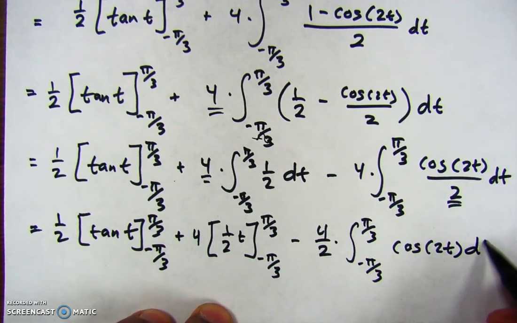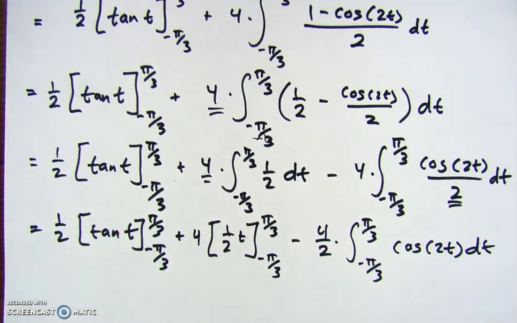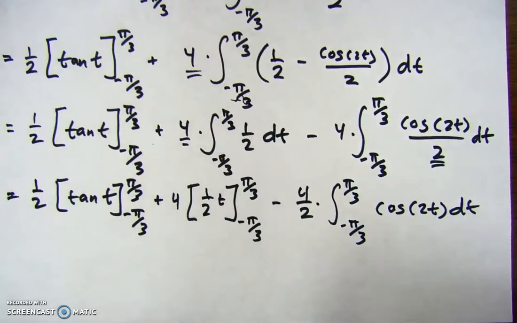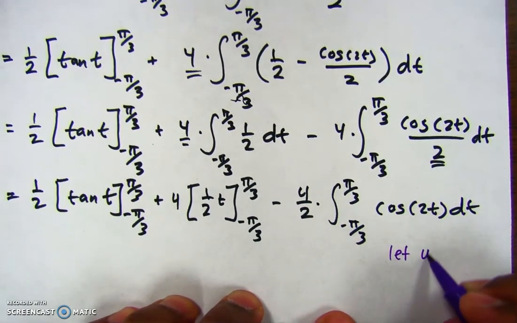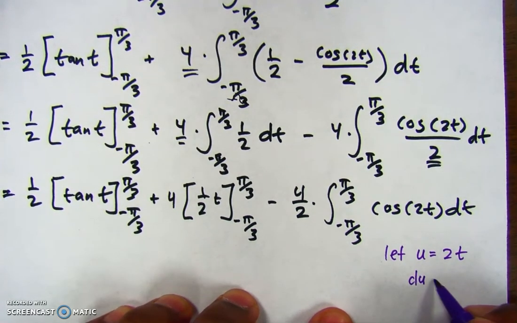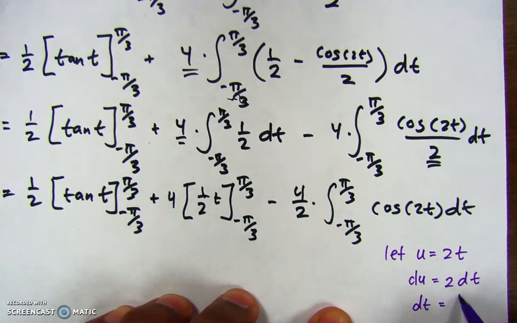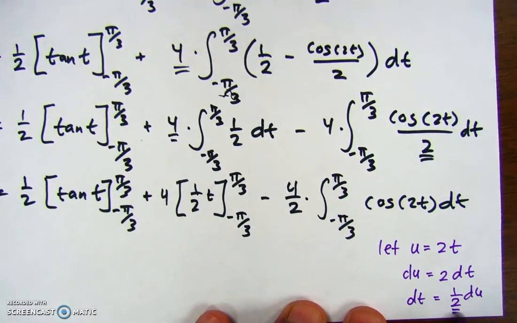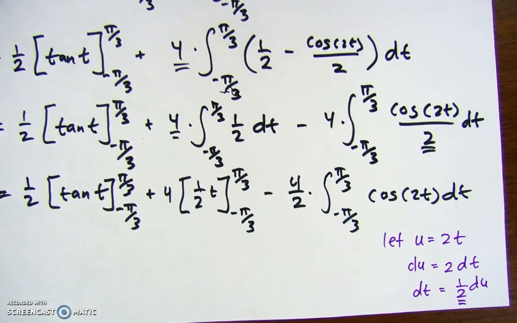cosine of 2t dt. This is where we'll do the u substitution, just like we did it in my last video. Some of you guys might even want to jump steps if you remember how to do this from the last video. And when you take out this 1/2, 4/2 is going to be 2, and then 2 times the 1/2 will be 1.